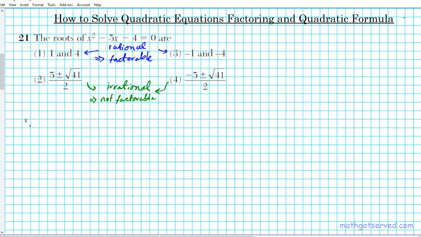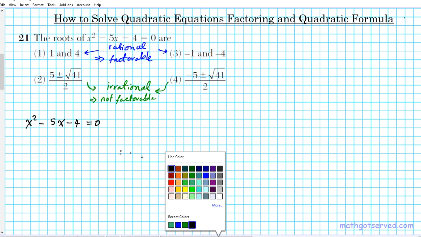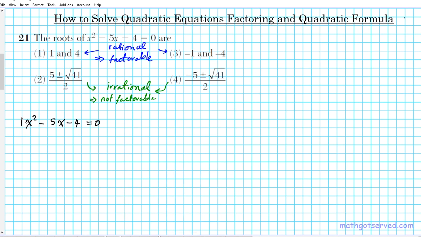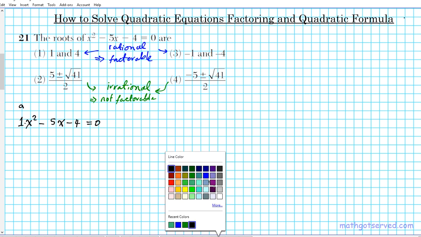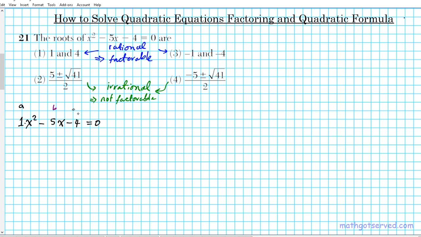We have the polynomial x squared minus 5x minus 4 equals 0. We need to determine the values of a, b, and c. We have the invisible coefficient here, which is 1. Remember, if you don't have a coefficient, the default coefficient is 1. So a is 1, b is -5, and c is -4. Let's go ahead and write it down. So we have a is 1, b is -5, and c is -4.